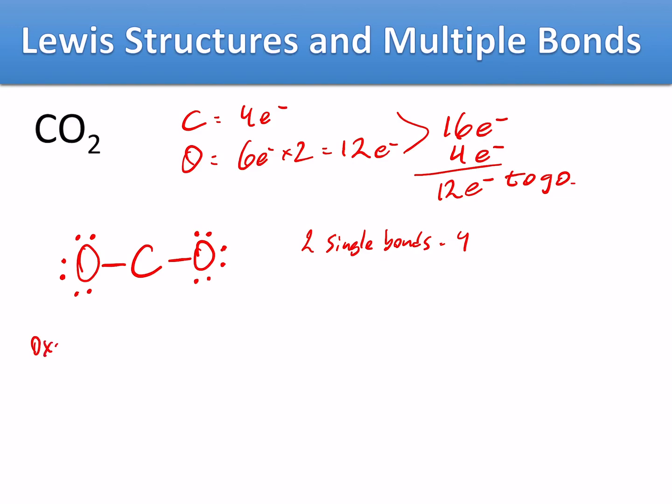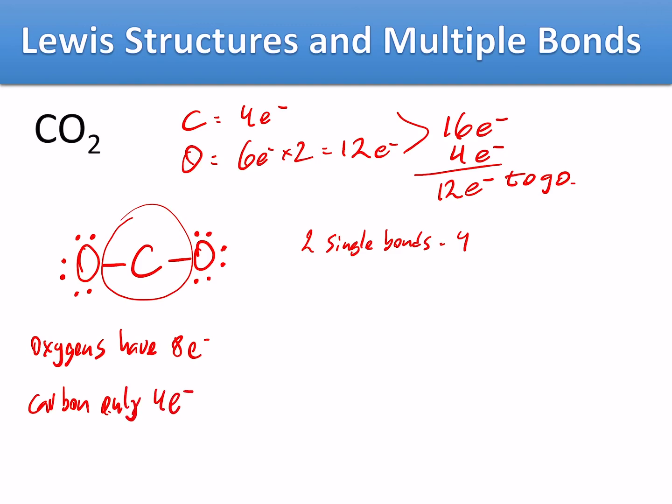So oxygens have 8 electrons. But when you look at carbon here, only 2 bonds, that's 4 electrons. Carbon only has 4 electrons, so carbon is not happy actually. So let's draw the molecule again here. So it's carbon, single bond, oxygen.